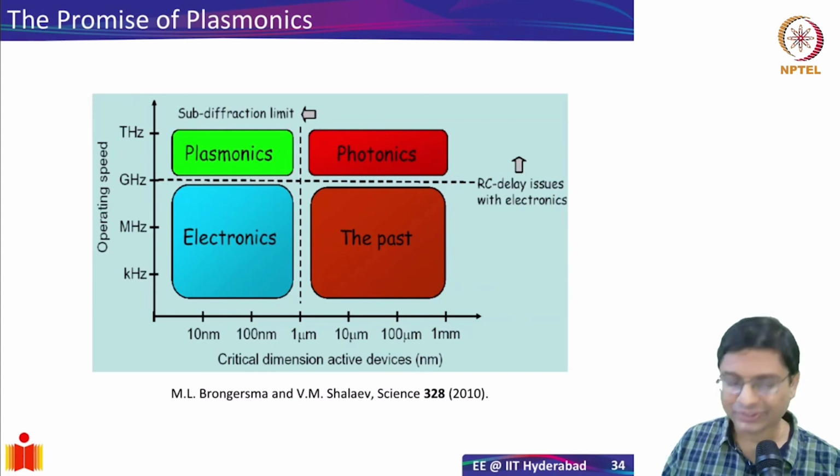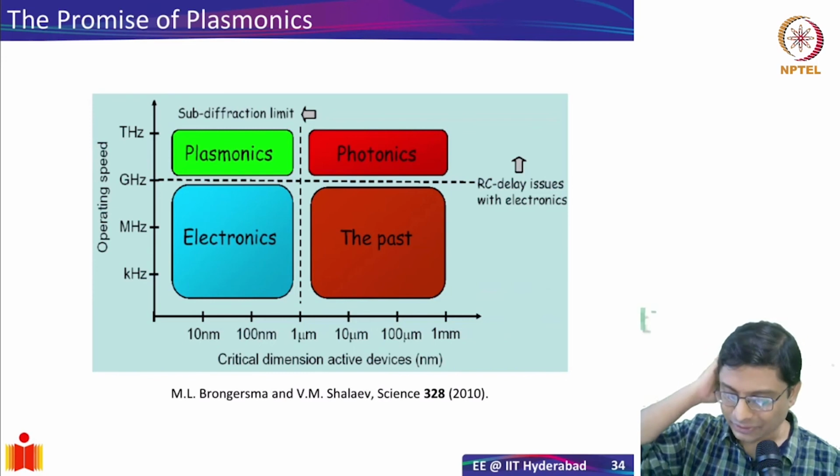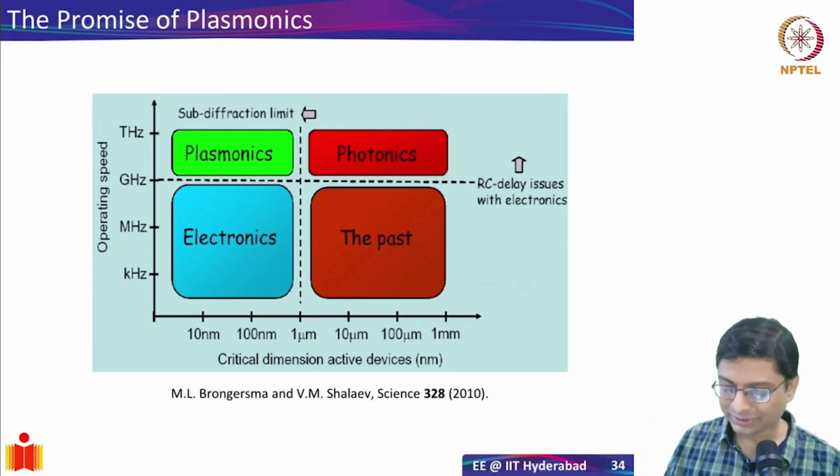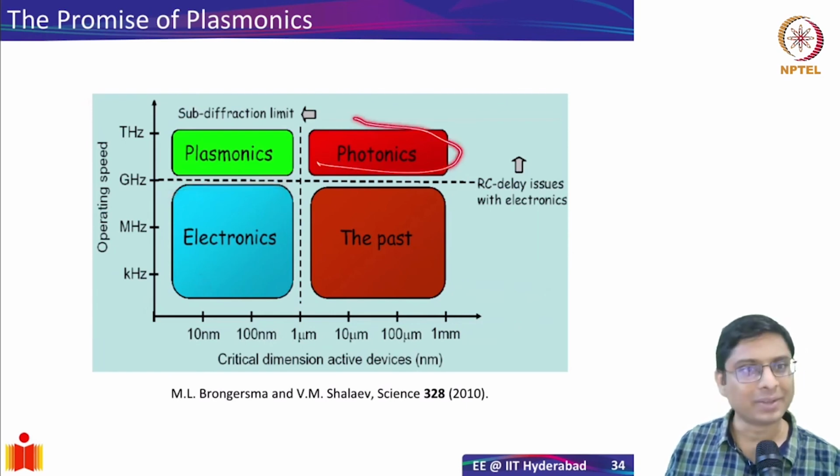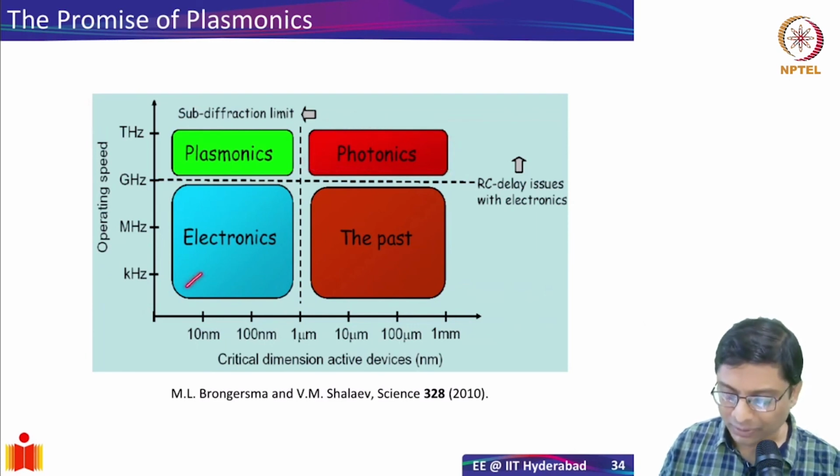And so, this is a famous picture that I have taken from slides of Mark Brongersma and Shalaev. In this perspective article in 2010, what they are saying is, essentially you have electronics, microelectronics, where the devices are much smaller than a micron, even up to the 10 nanometer scale. The frequencies are limited to a few gigahertz. And photonics is much larger in dimension, but it can operate at higher frequencies. Now, the possibility of combining the best of these two worlds, that is, the frequency of operation of photonics but the size scale of electronic devices.